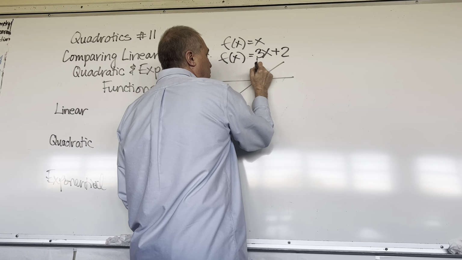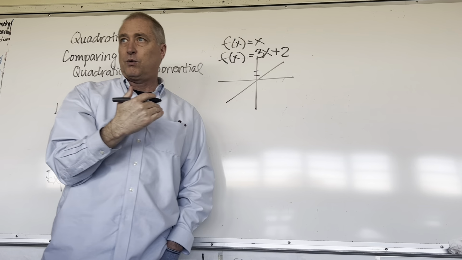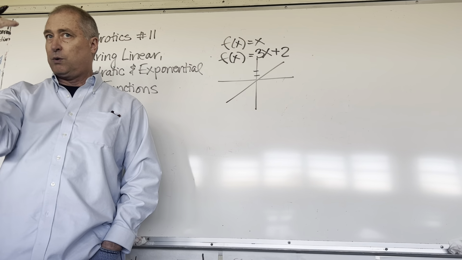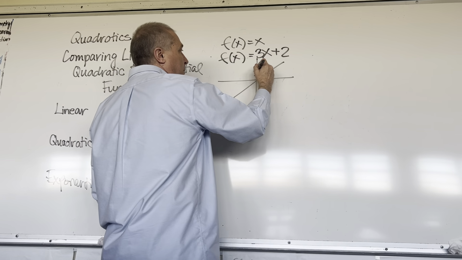Moves it up 2. 1, 2. Remember our whole discussion of how these graphs are moved by adjustments in the formula? So this one, plus 2, is pretty simple. Moves it up plus 2. It goes up like this.